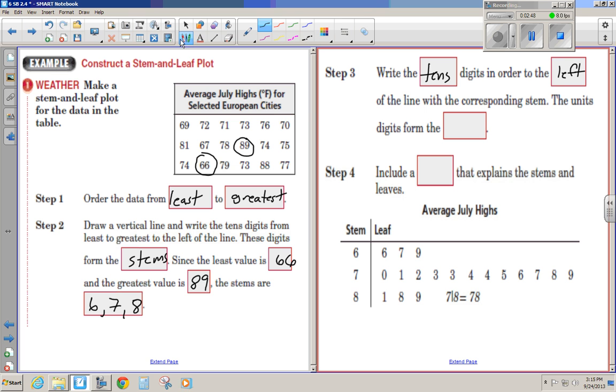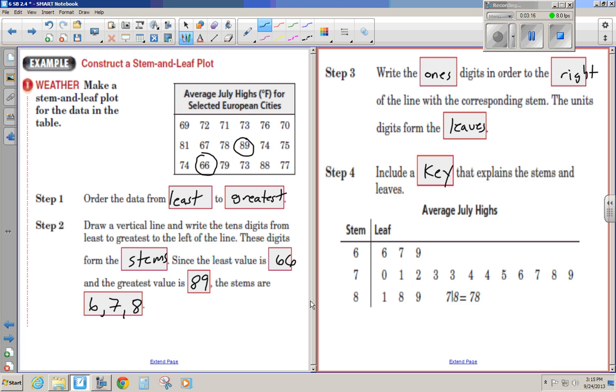Oh, I'm sorry. Not tens digit and not left. It's write the ones digit in order to the right of the line with the corresponding stem. These units form the leaves. Include a key that explains the stem and leaves.